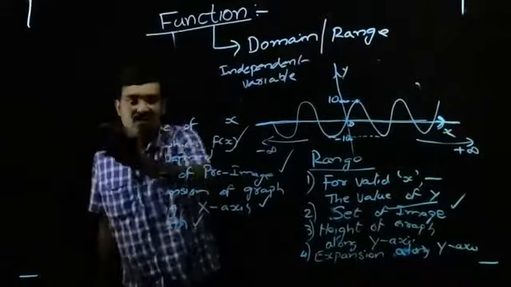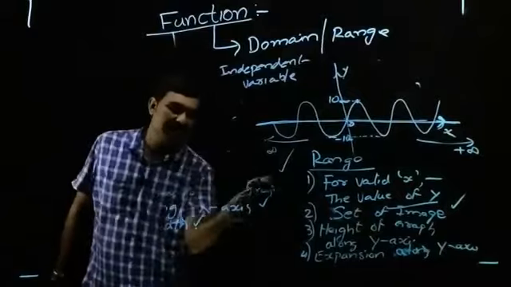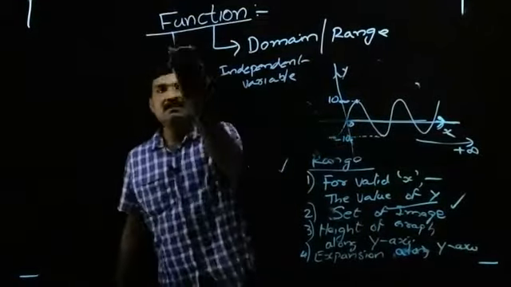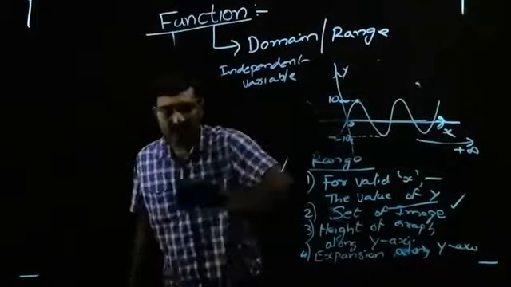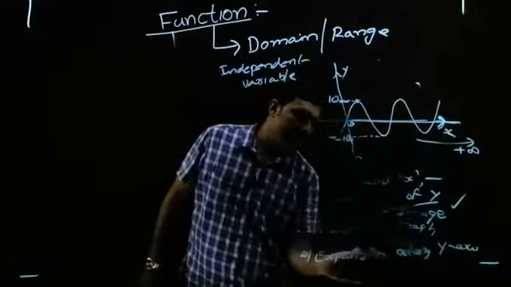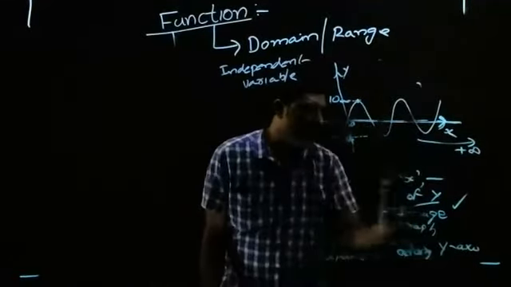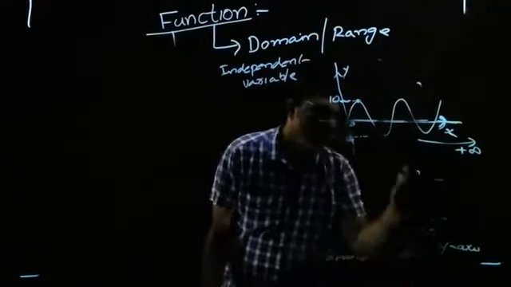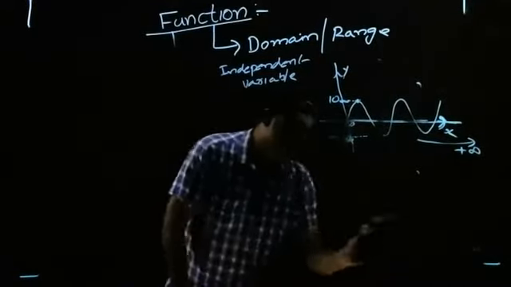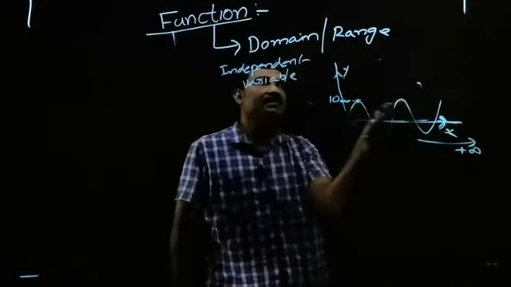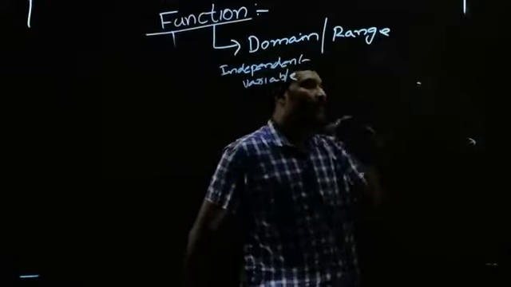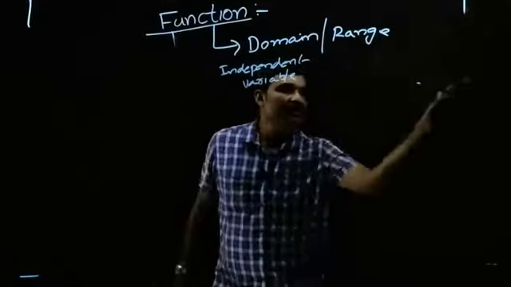Suppose we are using pre-image. Pre-image means domain. Image means range. So domain means the expansion of graph along x-axis, and range means the expansion of graph along y-axis. So we can simply say domain means width, and range means height. This is the manner in which we can determine them.